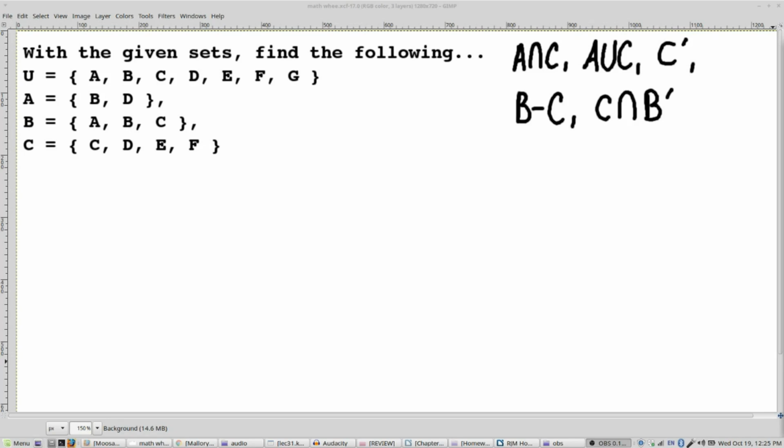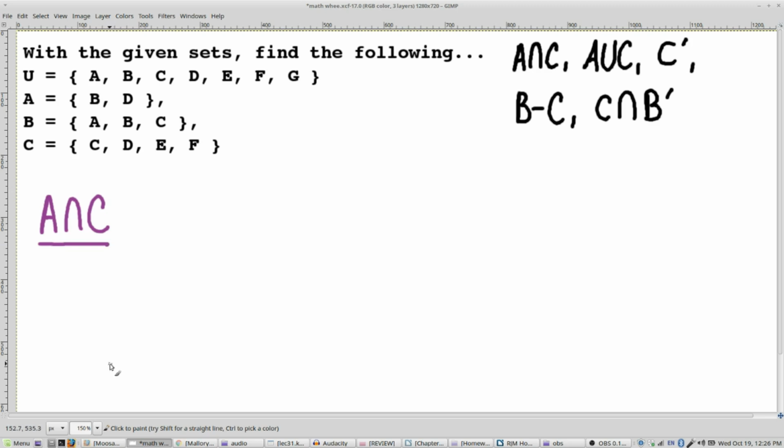Okay, so let's look at these sets. I've just put letters in them, they don't have to be numbers per se. So we have our universal set from A to G, we have A, B, and C, so we have to find each of these. Let's look at A intersection C. So remember that this is whatever they both have in common. So A and C, we have, well, just D in common, right? This is equal to just D.